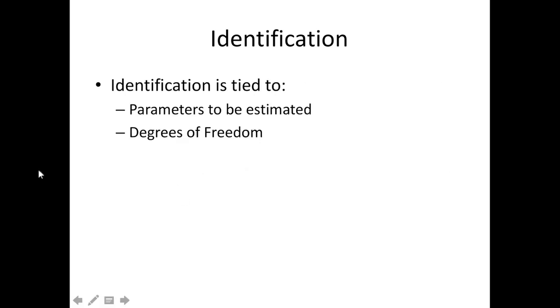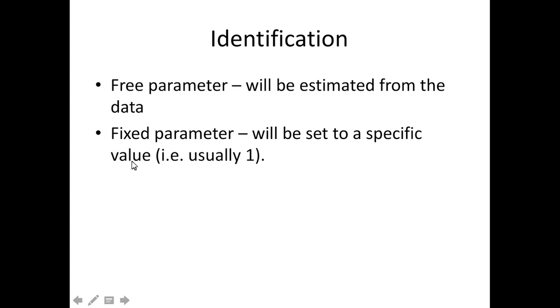The way we practically deal with identification is we look at the parameters that we're going to estimate, and calculate the degrees of freedom based on that. So let's talk about both of those. A free parameter will be estimated from the data. A fixed parameter is set to a specific value. Fixing parameters is to scale the data to create a standardized solution.